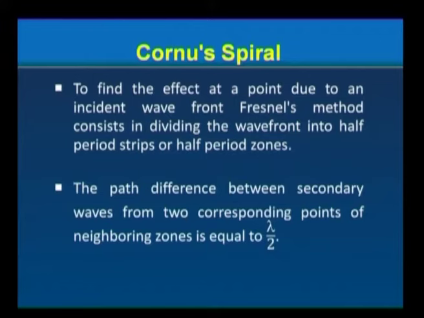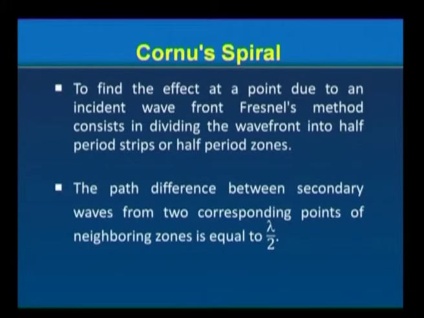But anyway, to find the effect of the diffraction pattern, or to find the intensity at a given point due to an incident wavefront, Fresnel's method consists of dividing the wavefront into half period strips or half period zones. The path difference between the secondary waves from two corresponding points of neighboring zones is lambda by 2, or T by 2.